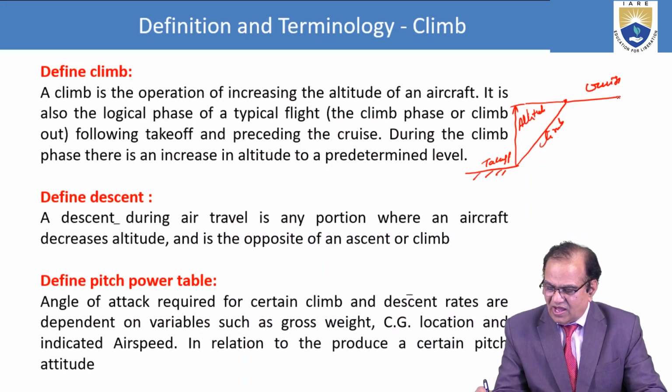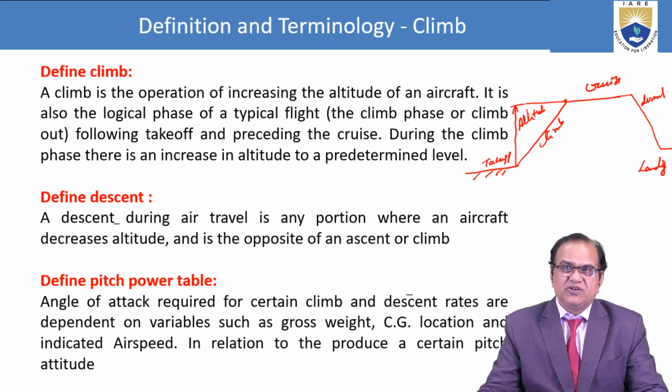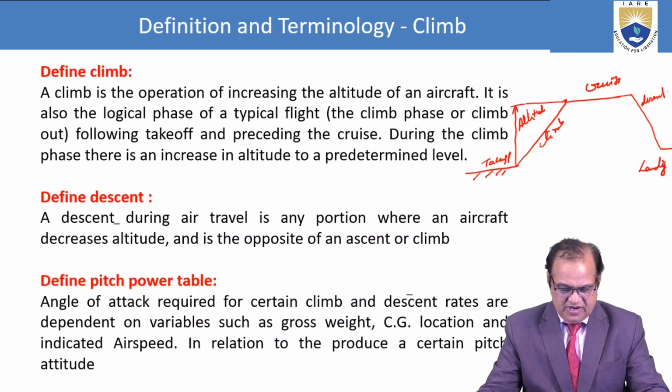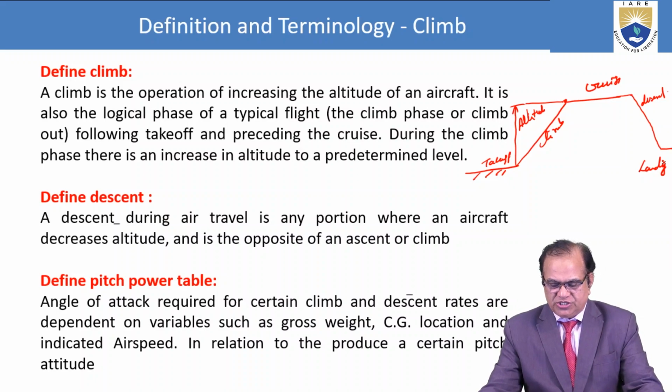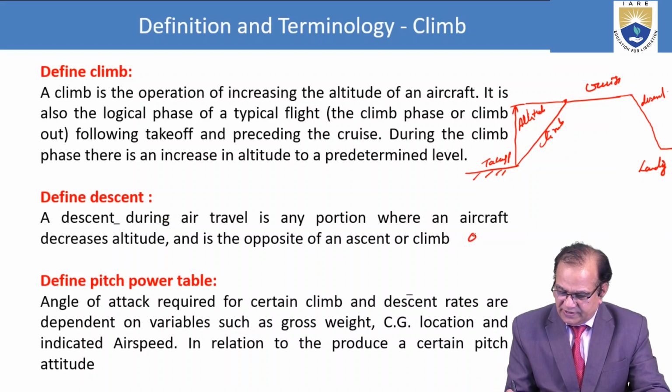Descent is the other one. After the cruise, the aircraft will start descending, so this is the descent flight, and here is the landing. A descent during air travel is any portion where an aircraft decreases altitude and is the opposite of an ascent or the climb. So it is opposite to the climb performance.